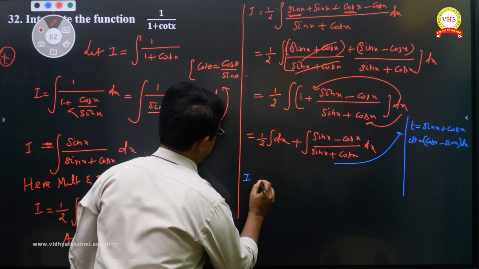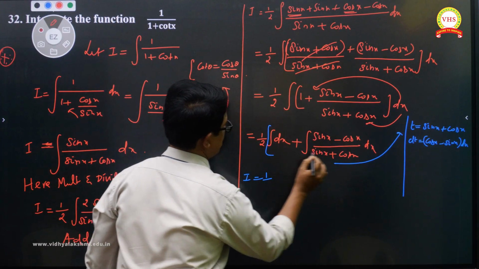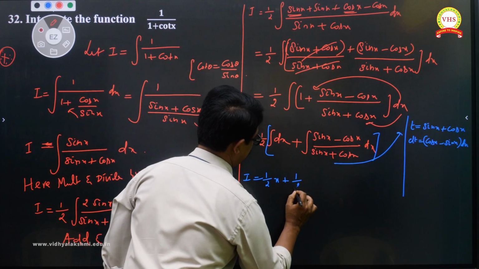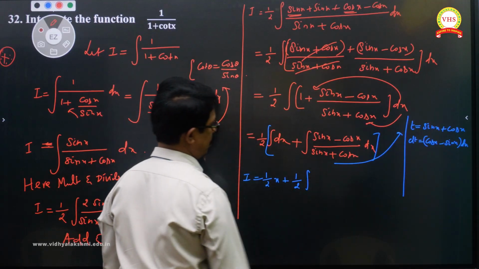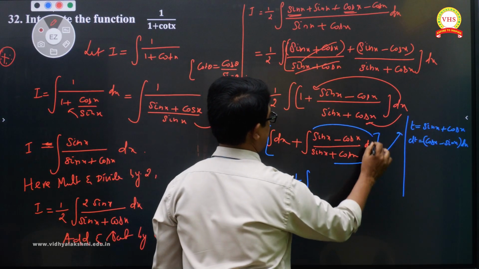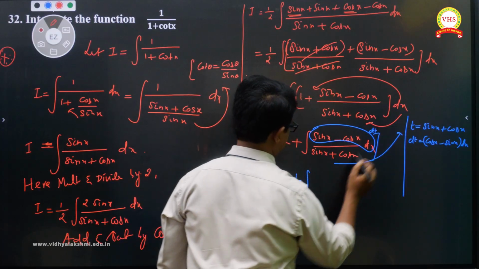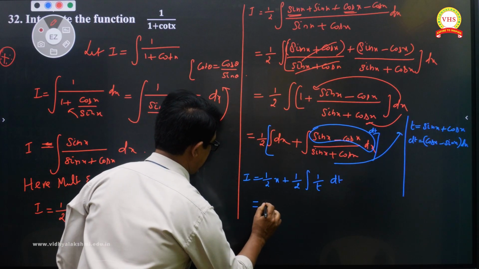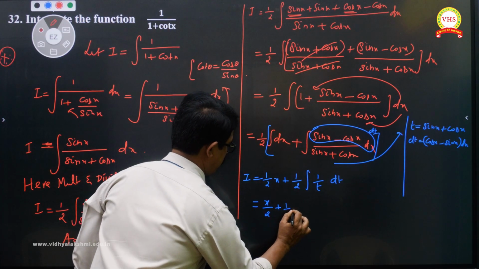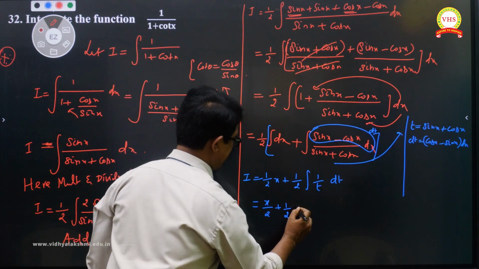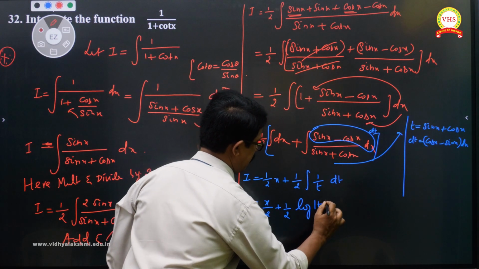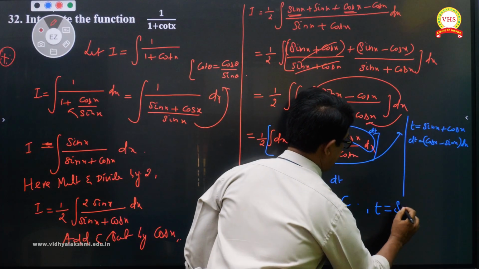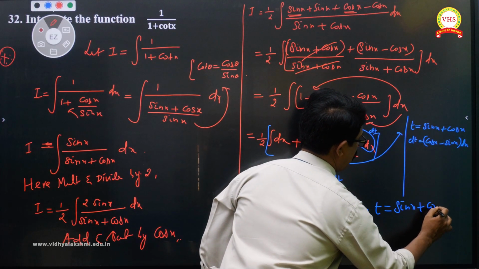I equals 1 by 2 common to both: 1 by 2 into x plus the integral, which takes the place of dt, 1 by t. Now what is the answer? x by 2 plus 1 by 2 into the integral of 1 by t dt, which is log t plus c. Now replace t, which we considered as sin x plus cos x.